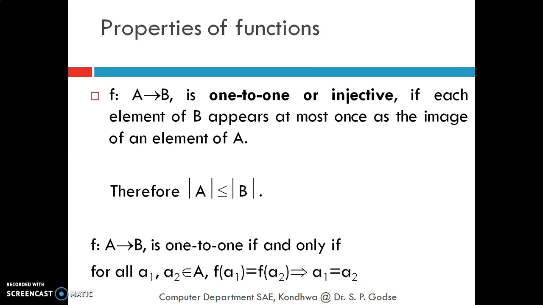A function f mapping from A to B is 1 to 1 or injective if each element of B appears at most once as the image of an element of A. Therefore, cardinality of A is less than or equal to cardinality of B. So in this case, 1 to 1 or injective if each element of B appears at most once as the image of an element of A. You can see that f from A to B is 1 to 1 if and only if for all a1, a2 belonging to A, f(a1) = f(a2) implies a1 = a2.